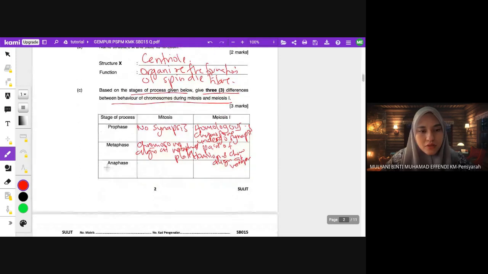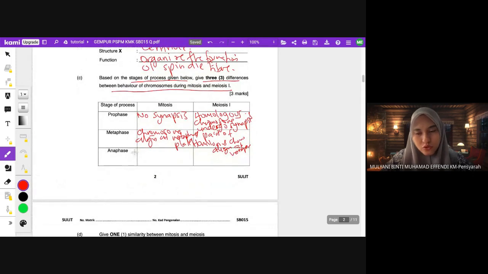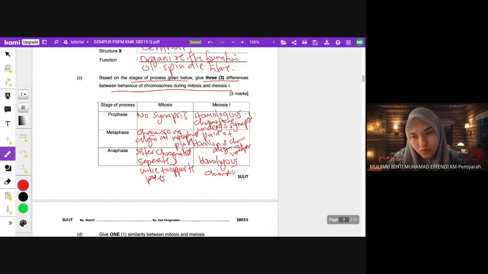Okay, and then kalau mitosis pula sister chromatid separate. Untuk mitosis sister chromatid separate and move to opposite poles. While meiosis 1 pula homologous chromosome lah kan, homologous chromosome separate to opposite poles. Okay, so itu differences antara mitosis dengan meiosis.